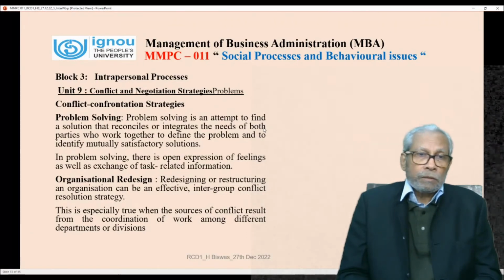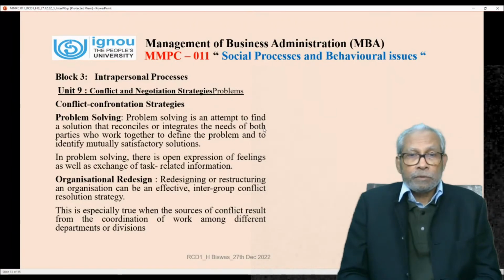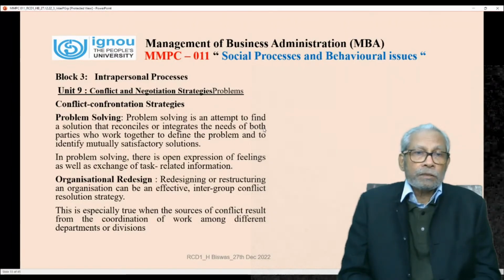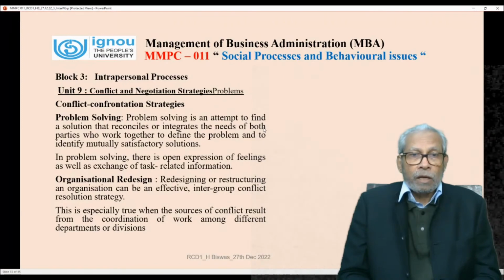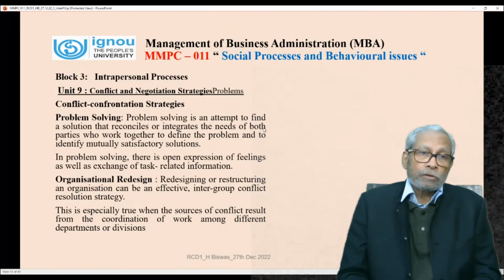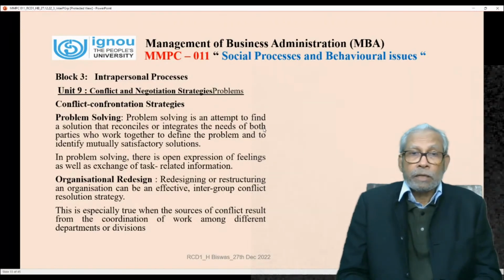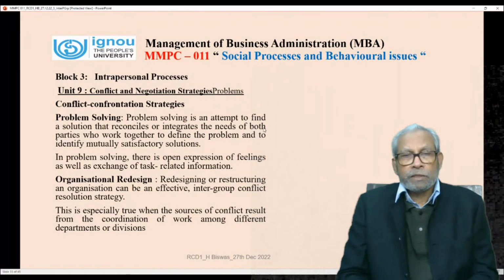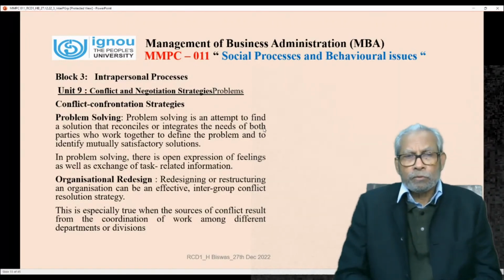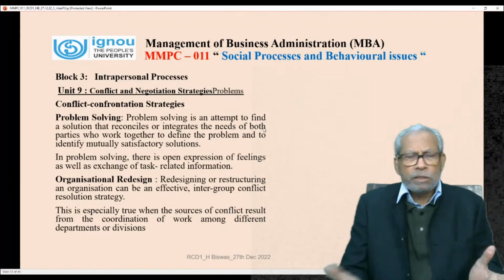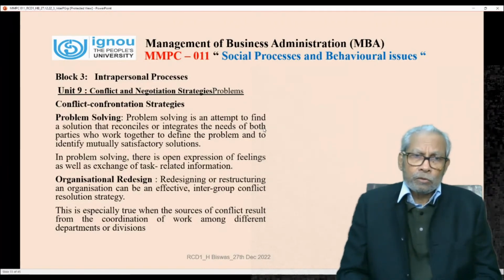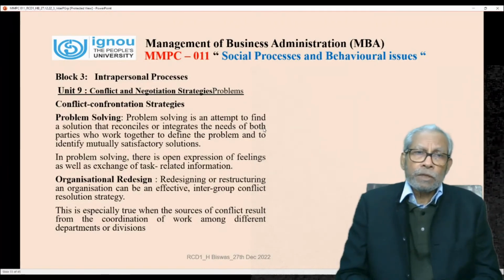So, organizational redesign. Sometimes the redesigning of the structure, restructuring of the organization, can be an effective intergroup conflict resolution strategy. You can change somewhere, you can transfer somebody, you can put in a new CEO or reshuffle the employees. So this is the way you can reduce the conflict also. So redesigning is also important.